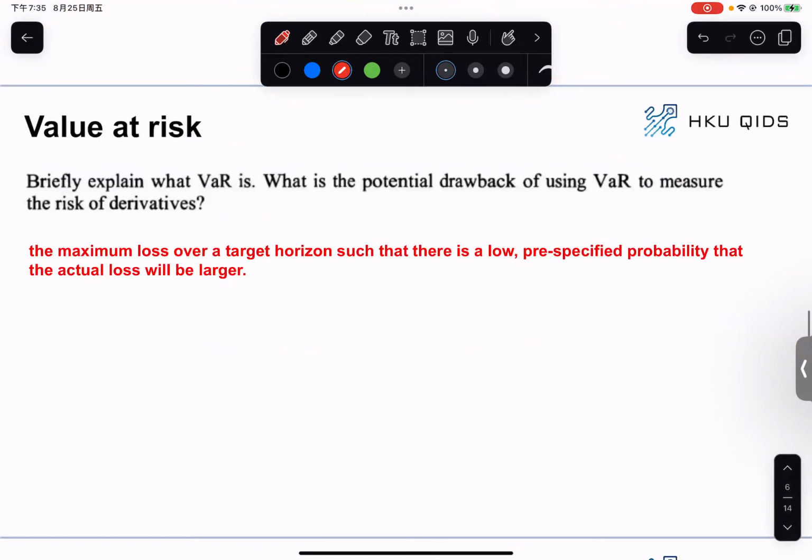Okay, so now let's come to the second important concept, which is value at risk. Briefly explain what VaR is and what is the potential drawback of using VaR to measure the risk of derivatives. VaR and stress tests, or more generally scenario analysis, are an important aspect of risk management. Basically, it's defined as the maximum loss over a target horizon, a time period, such that there is a low enough pre-specified probability that the actual loss will be larger.